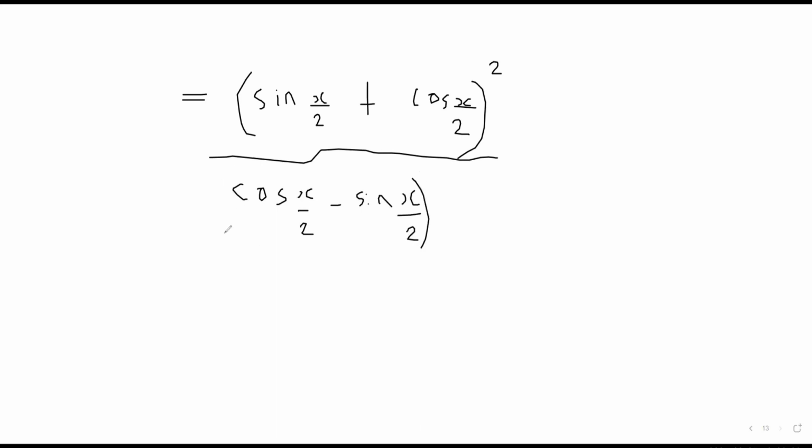And then this is being multiplied by cos x over 2 plus sine x over 2. That's how we break up the difference of two squares, right? You follow this, guys? Let's go back to make sure you follow.